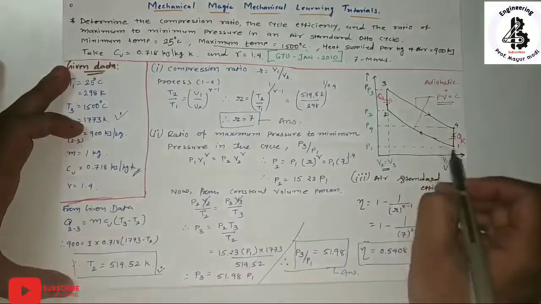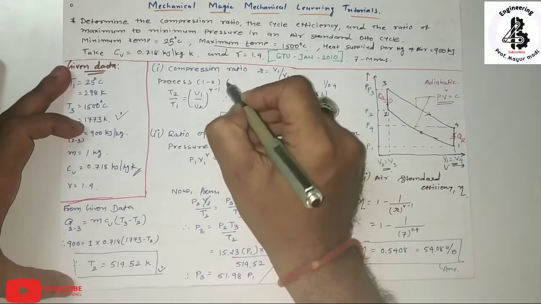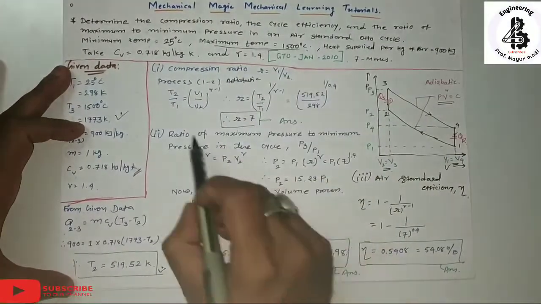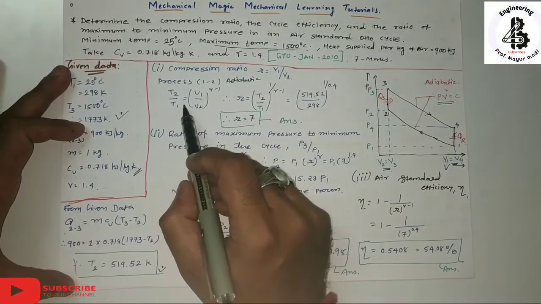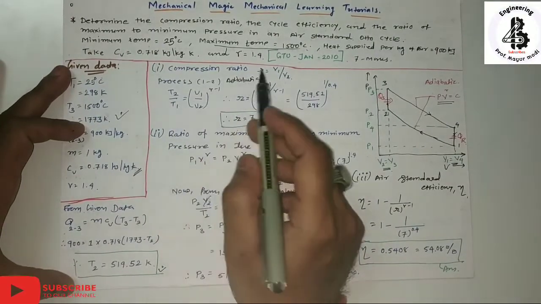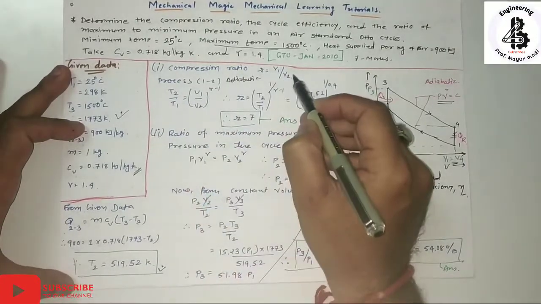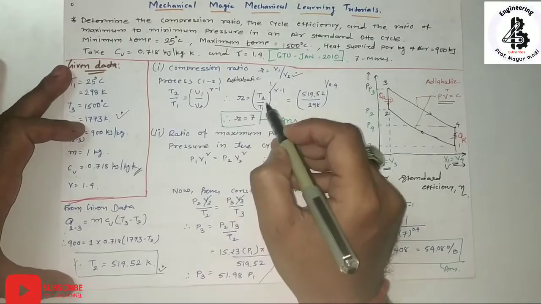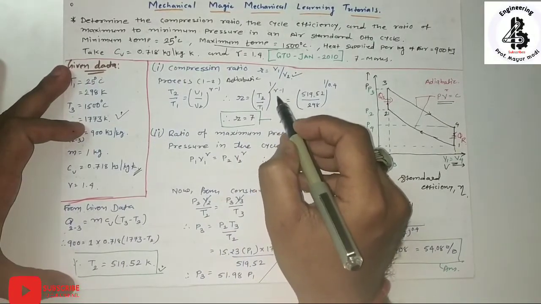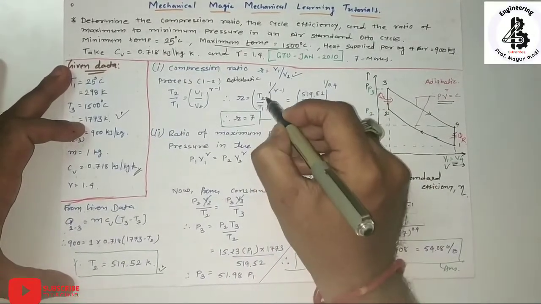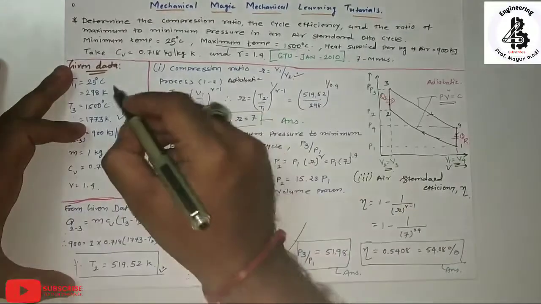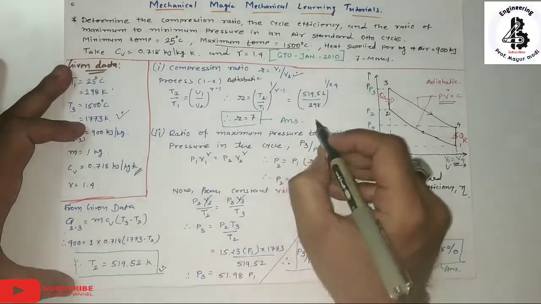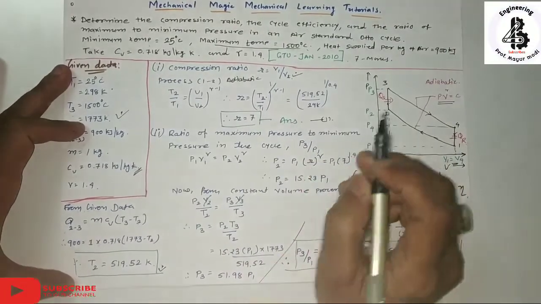Now the first one, the compression ratio, R is equal to V1 upon V2. The process 1 to 2 is an adiabatic compression process, so T2 upon T1 is equal to V1 upon V2 raised to gamma minus 1. V1 upon V2 is the compression ratio, so R is equal to T2 upon T1 raised to 1 upon gamma minus 1. Just put the value of T2 and T1 and you will get the compression ratio. R is equal to 7. That is answer number 1.